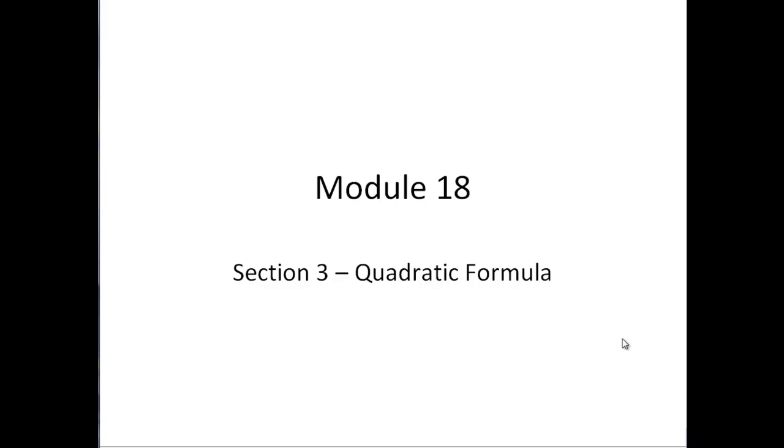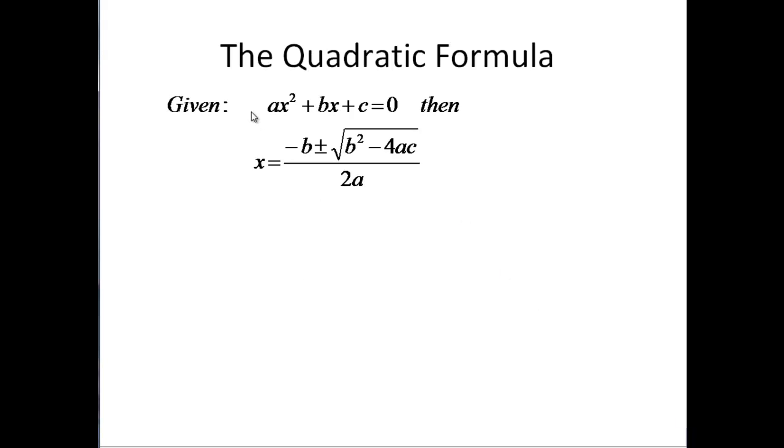Okay, we're going to be going through Module 18, starting with Section 3, which is the quadratic formula. The first thing you need to know is when you're working with the quadratic formula, you have to have it in the right format. You have to have x squared first with a number in front. Could be 1, could be any number. Then your x term has to be next with a number, then your constant, then equals, and then 0.